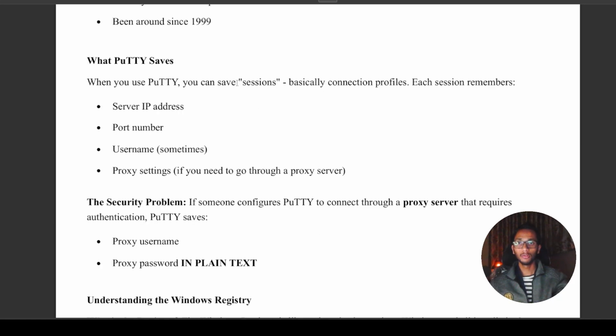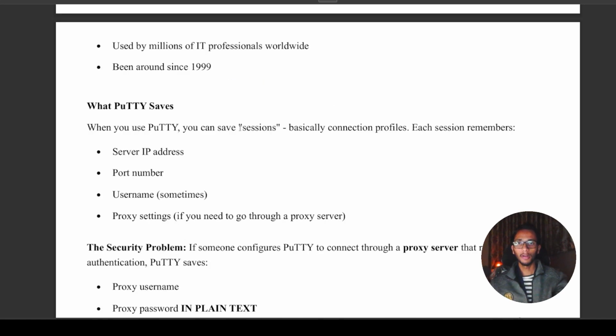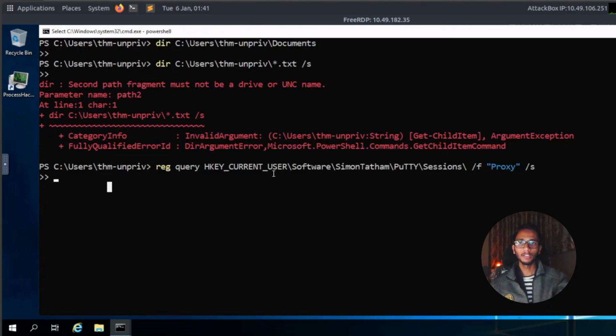So now what we will do is find the specific sessions that PuTTY saves. To find that we will make a search query in the registry and find the PuTTY sessions, and once we find them, we will check the proxy setting and configuration, and we will check for the credential, right? The reg is basically a registry tool for reading and writing the registry, and we are making a query to go to this specific path in the registry and find the PuTTY sessions.